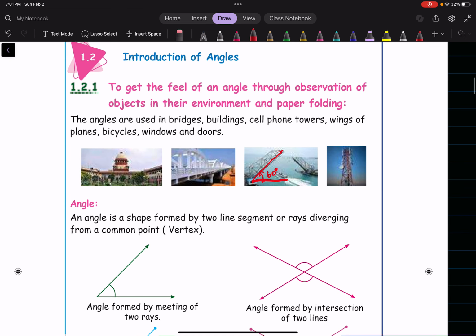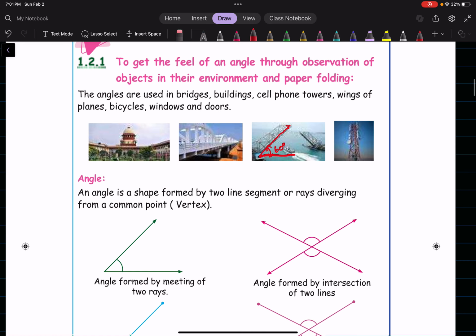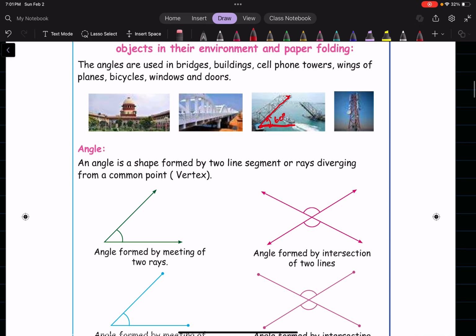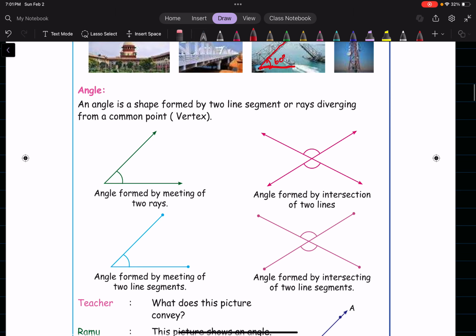So where else? We use it in our cell phone towers as well. The signal that you get is at a particular angle, right? That's why it's placed a bit higher so that it can reach everyone. And in the construction of buildings, and especially bridges, we use these angles everywhere in our day-to-day life, and we'll come across all these examples one by one. So this is angle.